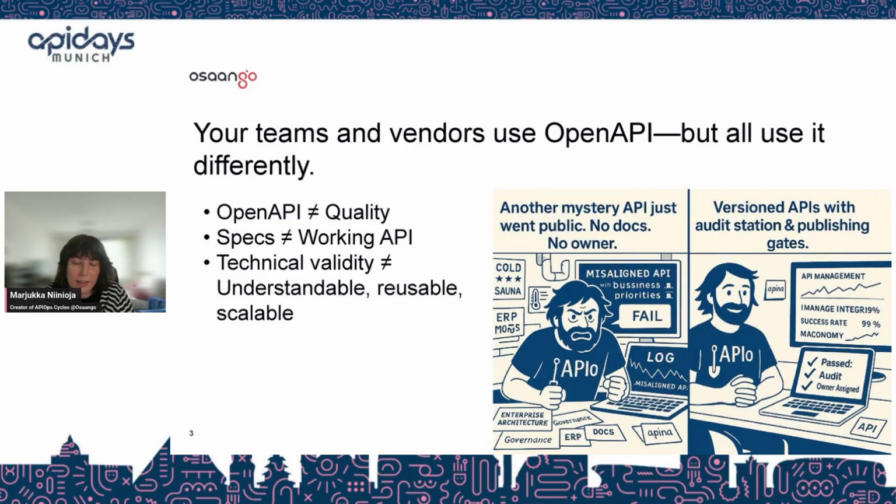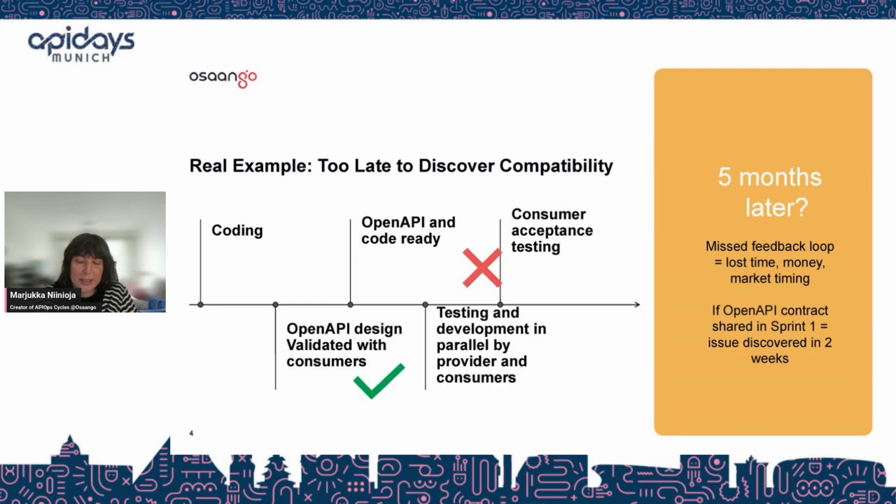So OpenAPI is not synonymous with quality, and specs are not synonymous with a working API. You don't necessarily have an understandable, reusable, scalable API, even if you technically can validate your OpenAPI. So a lot of times you need to do something else to fix your APIs instead of simply using OpenAPI, although it's a really good start for REST APIs and of course AsyncAPI and others for the other kinds of APIs. Now, here's an example.